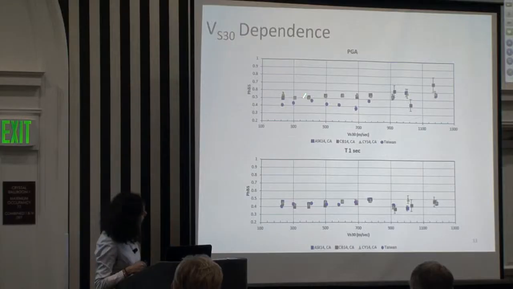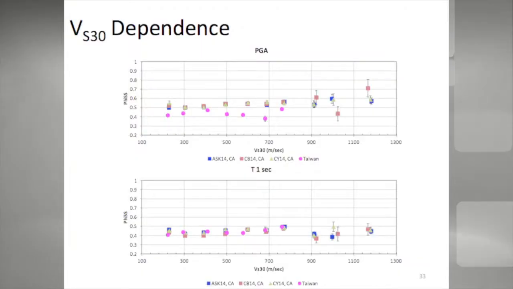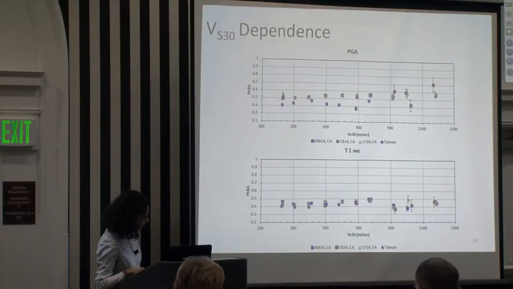VS30 dependence, again, all the 3 NGA-West2 models showed the same trend of increased VSS with VS30 at PGA. This wasn't observed for the Taiwanese data. You can see it's more or less constant. This is PGA and this is 1 second here.